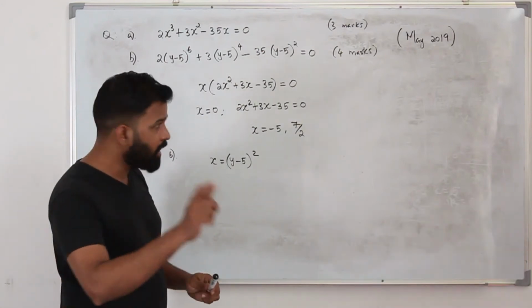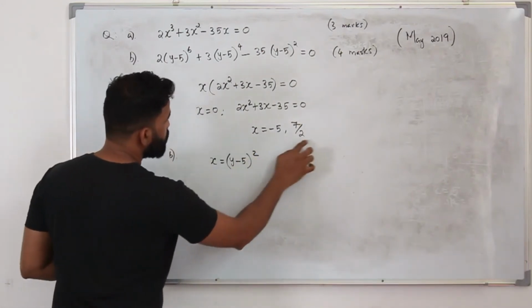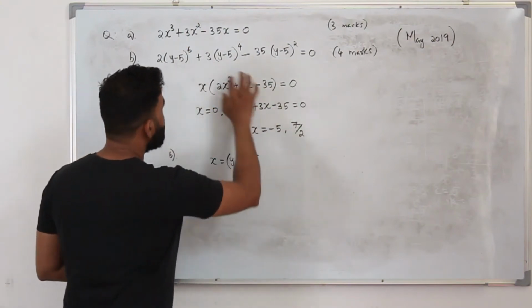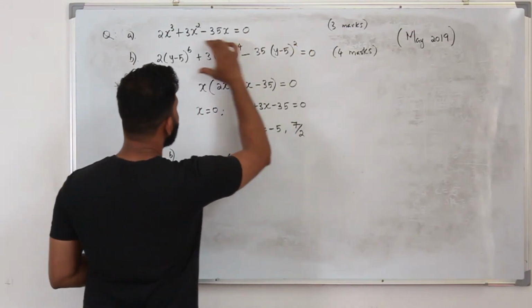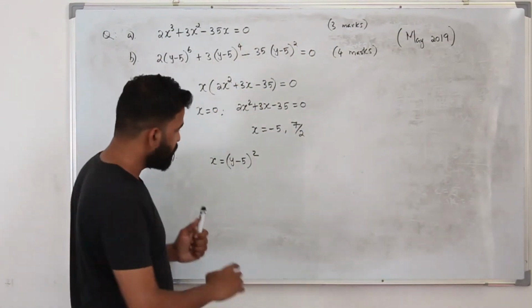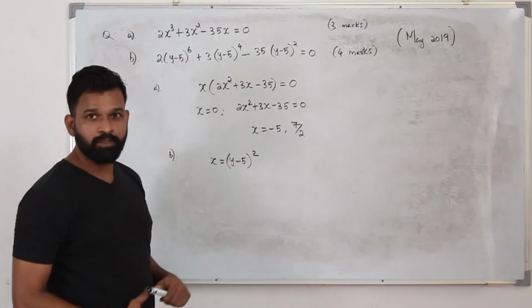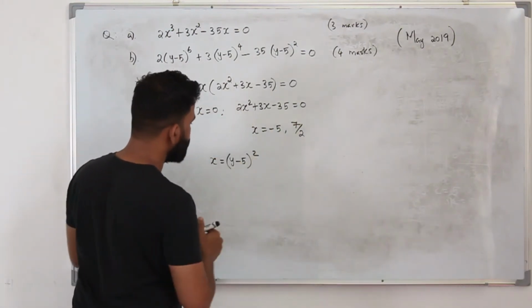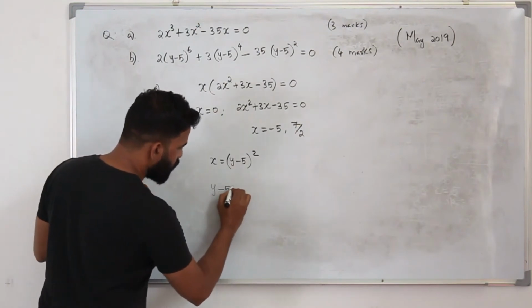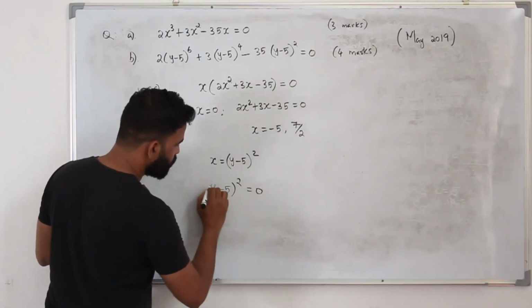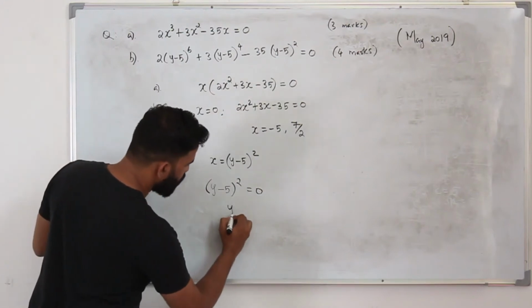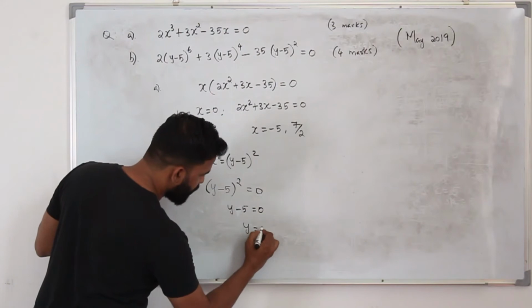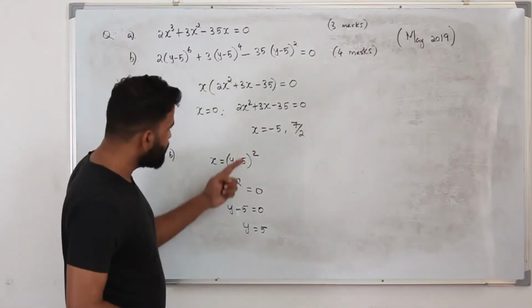So what I'm trying to say here, the 3 solutions that we got for part A will be the same solutions for this equation if x is y minus 5 whole square. In other words, you can just equate this to all 3 solutions. First one, y minus 5 whole square is 0. So y minus 5 is 0, y is 5.